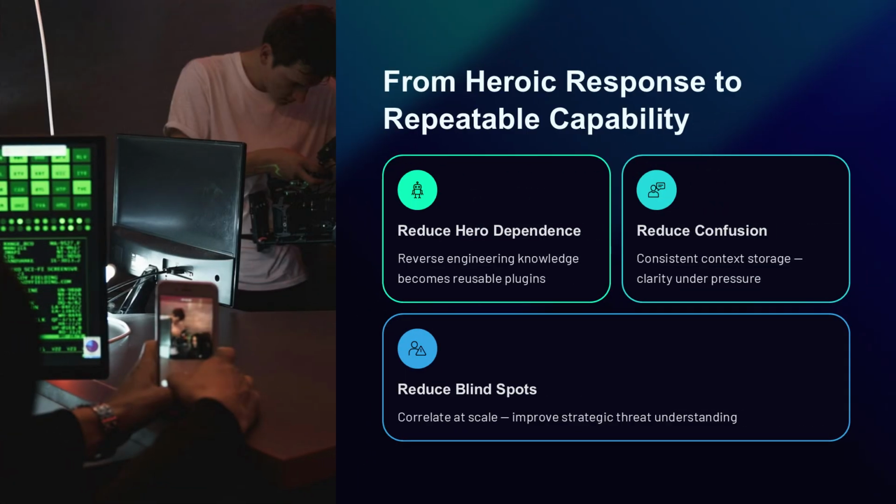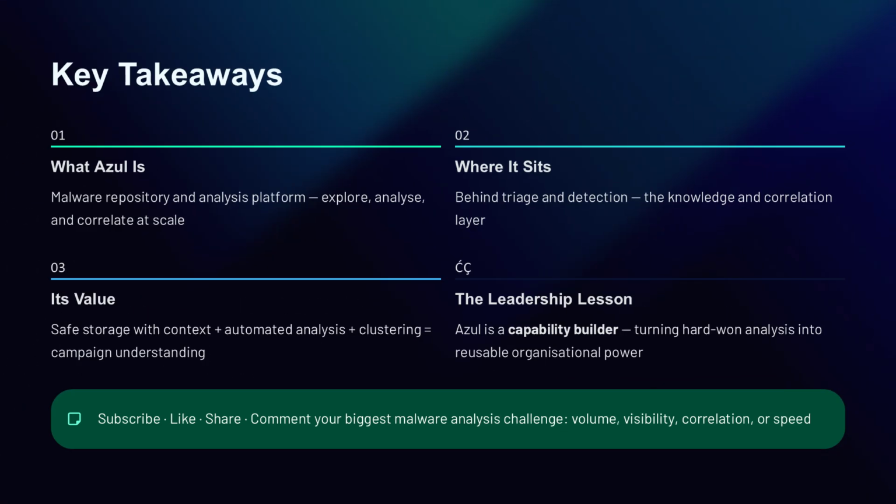This is where the leadership message lands. Azul is not about making one analyst faster. It is about making your organization smarter and more consistent. When you turn reverse engineering knowledge into reusable plugins, you reduce dependence on individual heroes. When you store context consistently, you reduce confusion under pressure. When you correlate at scale, you reduce blind spots and improve strategic threat understanding. Azul helps you move from incident by incident firefighting to a durable, repeatable capability that gets stronger as your organization learns.